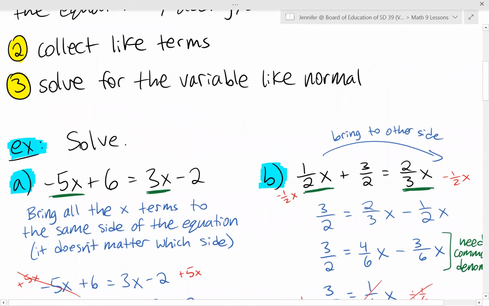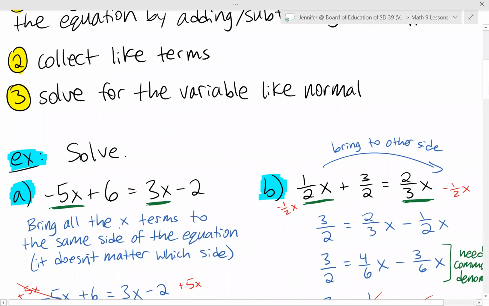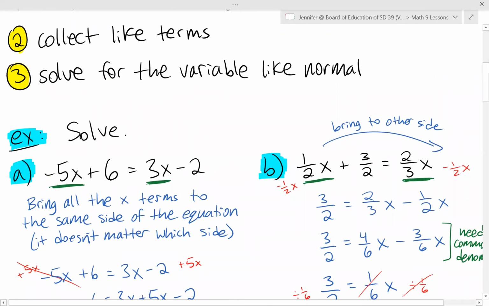A couple examples. In this one, we have to bring all the x terms to the same side of the equation. Again, it doesn't matter which side, and I've underlined in green which ones we're talking about. So I'll bring the 5x to the other side because why not? It'll make it positive because we'll do the opposite sign, and it's usually easier to work with positives. So to move the negative 5x to the other side, we're going to add 5x on both sides of the equation. Whatever we do to one side of the equation, we have to do to the other side. So then these two cancel out.